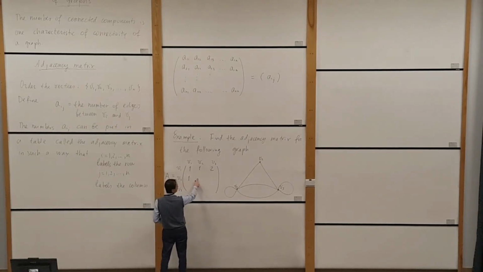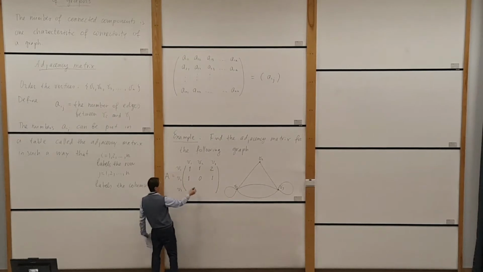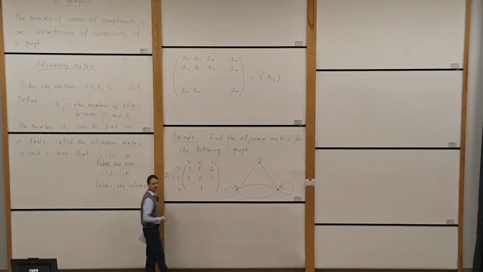Between V2 and V2, there are no loops on V2, so I put a 0. V2 and V3, there is 1 edge there, and I can put the same entry for V3 in the third row and the second column. Right, it's the same one.